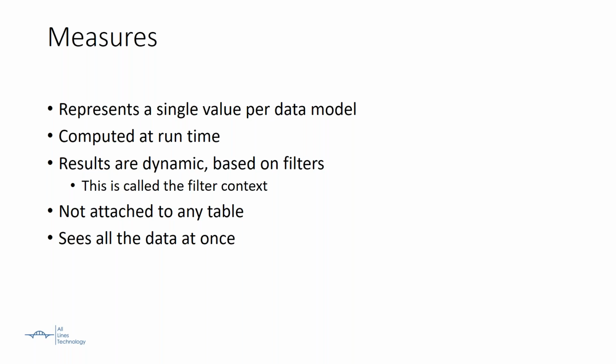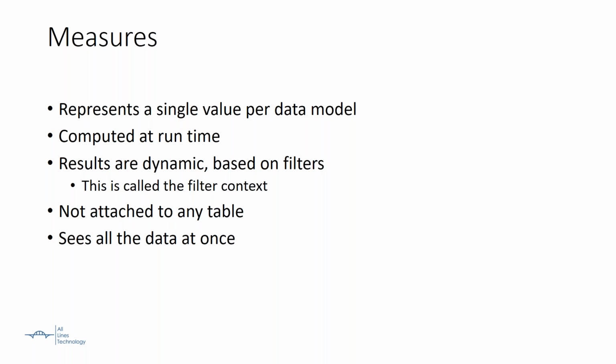It depends on where in your pivot table or where in your report you're looking what the result is going to be. Even though it looks at all of the data, or tries to, that's constrained by something called the filter context, which we're going to go into in more detail, but it's basically all the filters that are applied. Depending on what part of your report you're looking at, the same measure could have different results, and it's computed at runtime, whenever the user is interacting with the report.